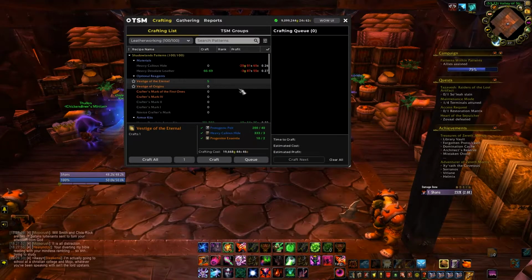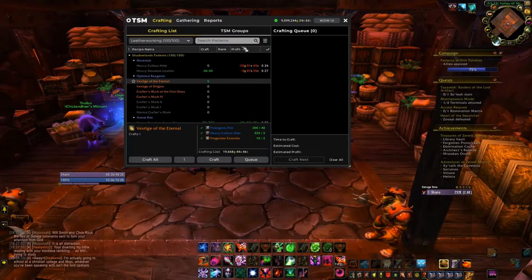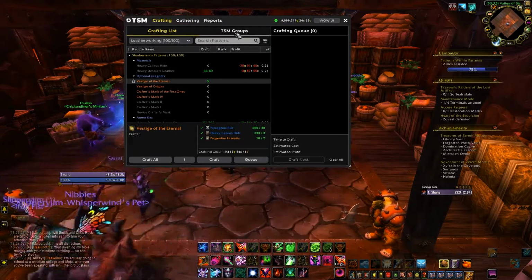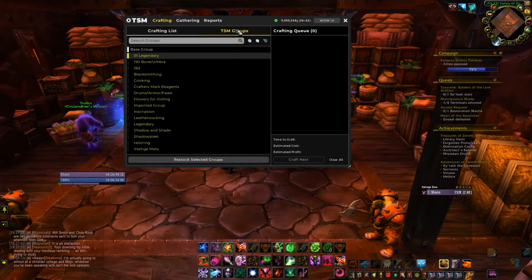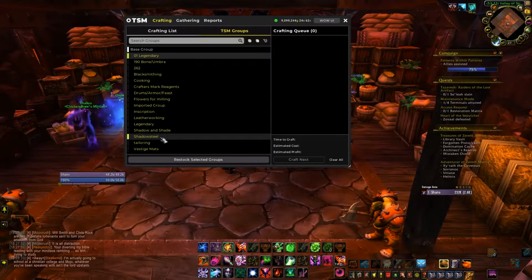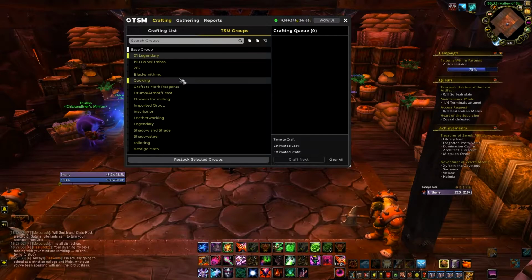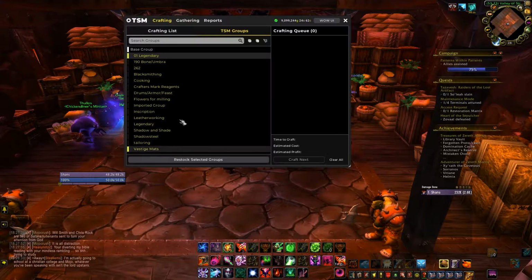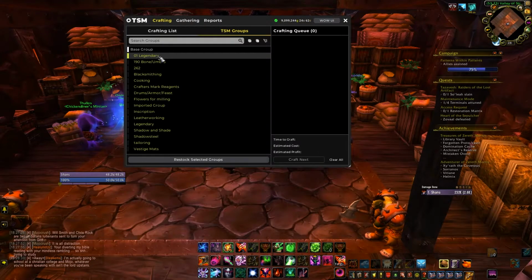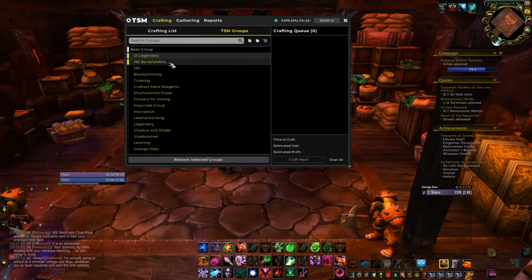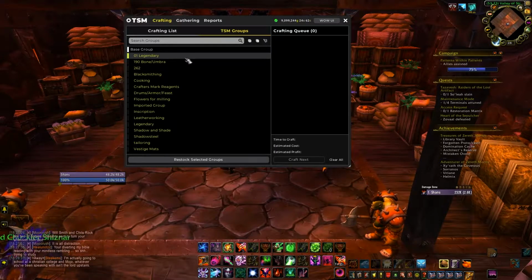Now we've made all these groups and operations. So how does that interact with this module? If you go to TSM groups here, so you have your crafting list, TSM groups, you can see all the lists I made, including the one we had made earlier. Now we're going to work with the groups I have since I'm doing a demonstration here as well. So I have legendary, that's my legendary group selected.